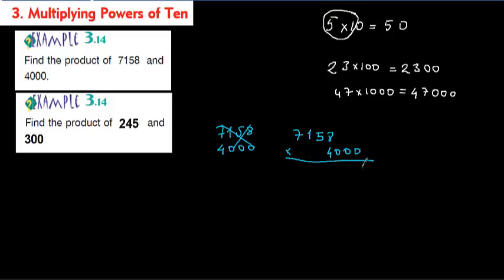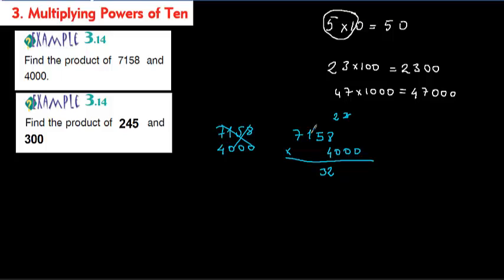We are going to add the 3 zeros to the end. 4 times 8 is equal to 32, but you cannot write 32 here, only the 2 is written, 3 in the hand. 4 times 5 is 20, and we have 3 in the hand, which is equal to 23. 3 is written here, 2 is in the hand.